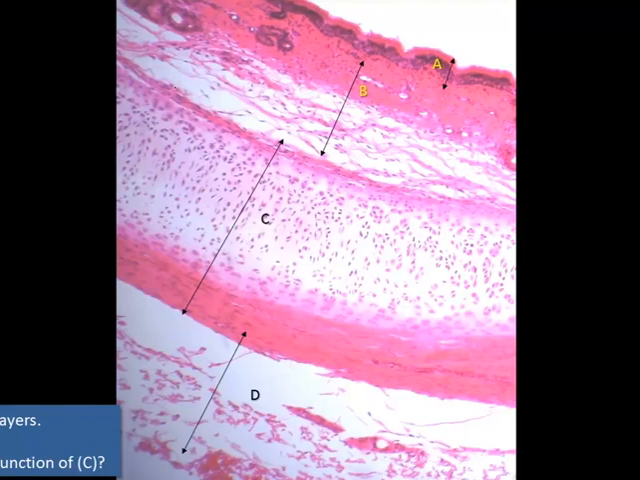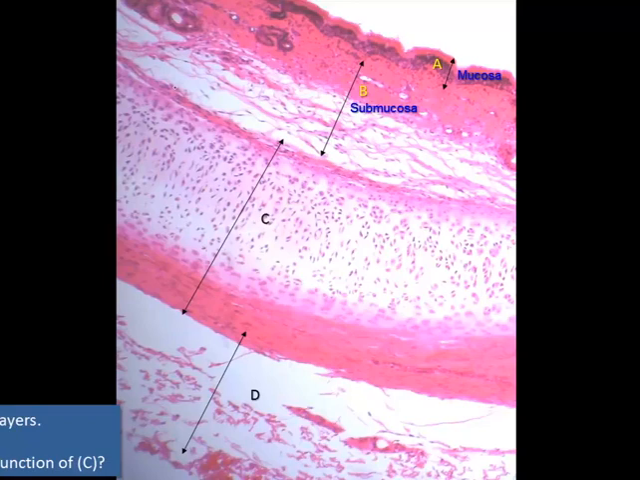Identify the layers. What is the function of C? The four layers are the mucosa A, lined by typical respiratory epithelium, ciliated pseudo-stratified columnar epithelium. There's a narrow lamina propria included in the mucosa. Then we have the submucosa in B. C is the cartilaginous layer.